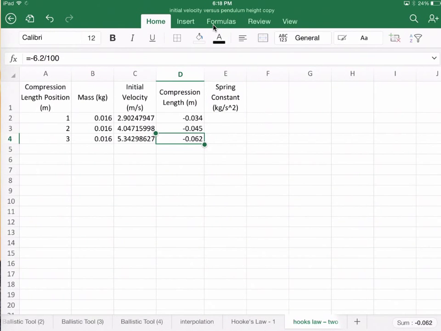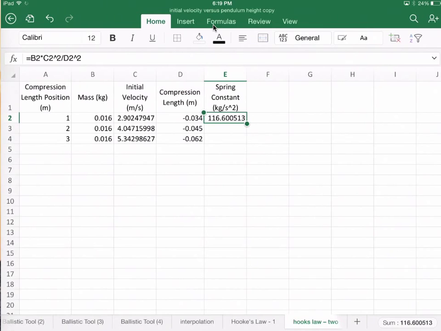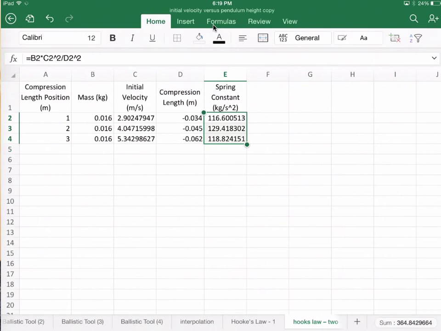Now we can do our spring constant. The spring constant is equal to the mass times the initial velocity squared divided by the compression length squared. There we go, we have our spring constant, 116 kilograms per second squared. Now we can fill that and drag that down. I went a little too far, got a little too happy.